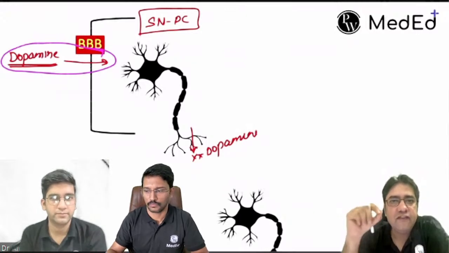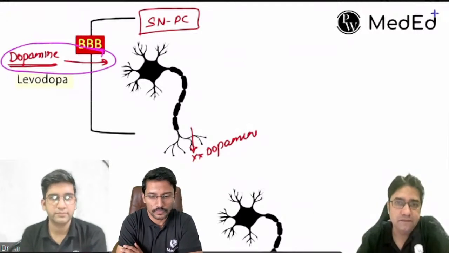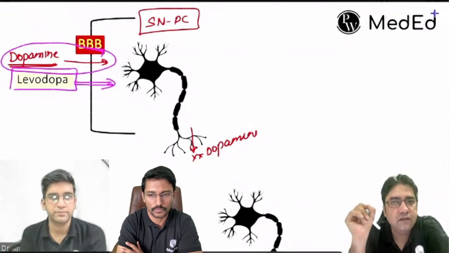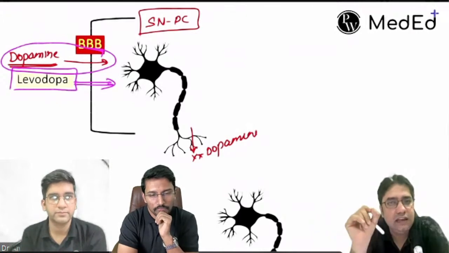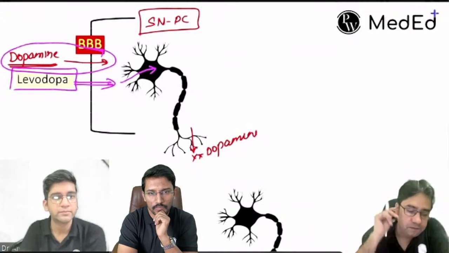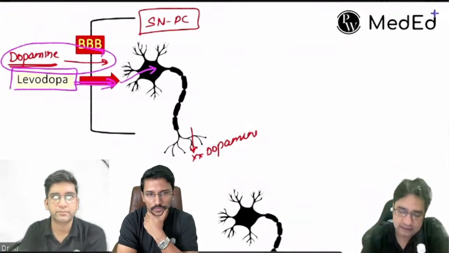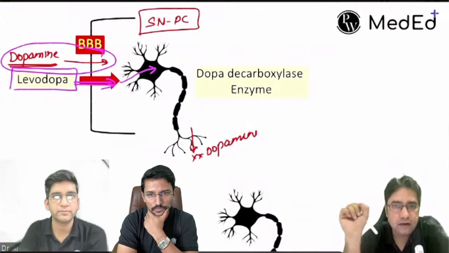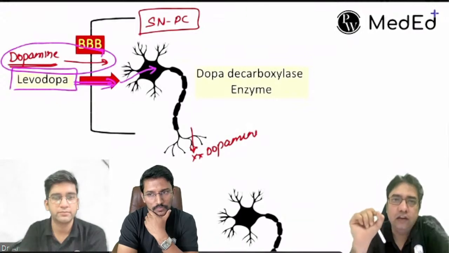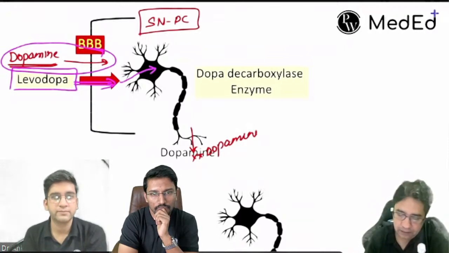So hence, we have to make a precursor or a prodrug of dopamine. The drug name is levodopa. So hence we give a drug levodopa. Can you tell me what is the advantage we have of levodopa over dopamine? Yes, levodopa can cross the blood-brain barrier. Now this levodopa will enter into the neurons of substantia nigra pars compacta. And inside the neurons, we have an enzyme known as dopa decarboxylase. This dopa decarboxylase enzyme will act on levodopa and convert levodopa into dopamine, and this dopamine will be released.